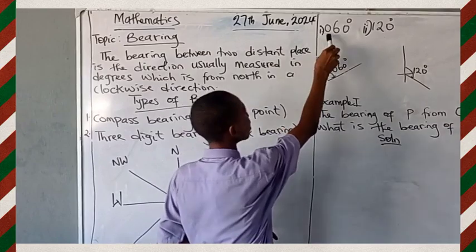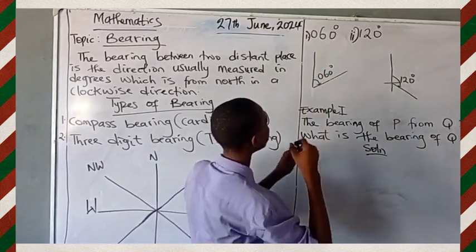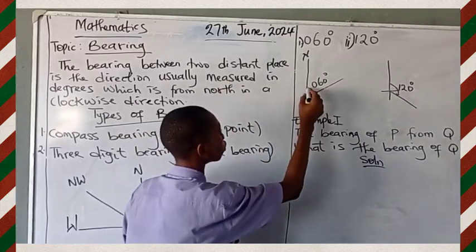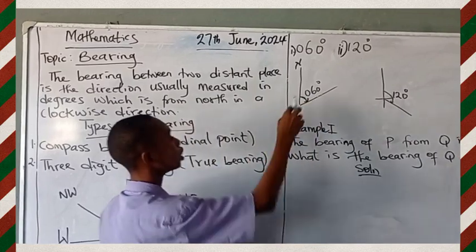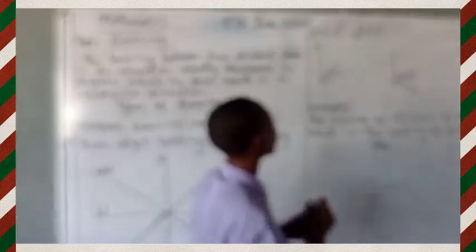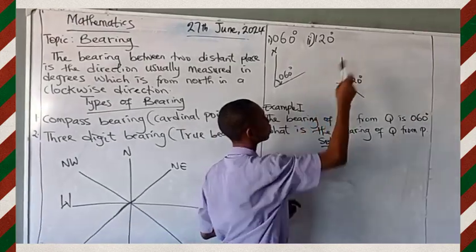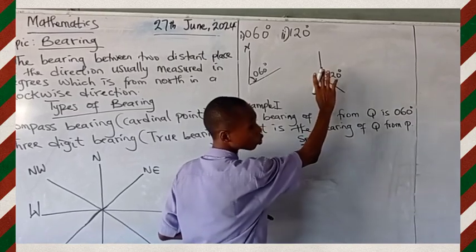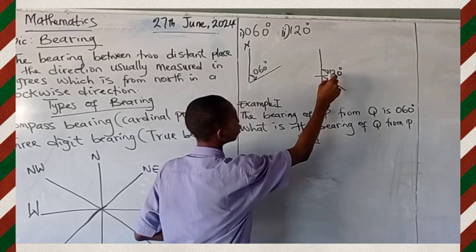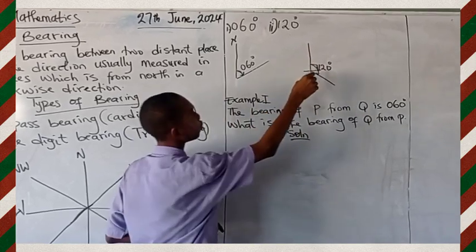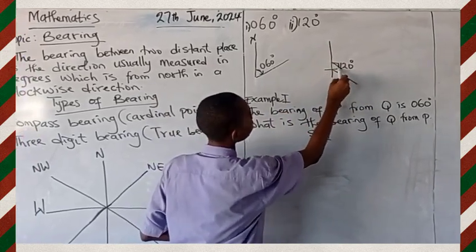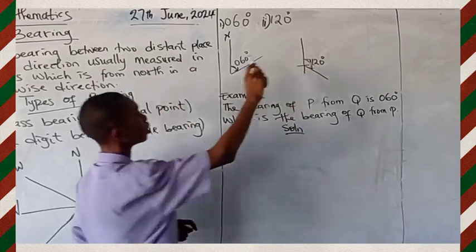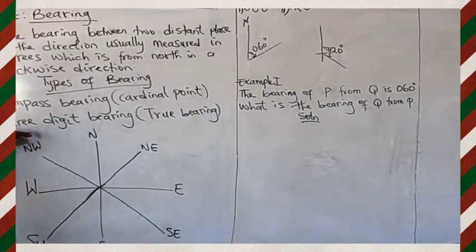Now, this is the first example, 060 degrees. This is our north. Reading in a clockwise direction will be from here down to this point. This is 060 degrees. Our next example is 120 degrees. As we all know, from here to here is 90 degrees. 90 degrees is not up to 120, so you add another angle to make it 120 degrees. So from here to here is 120 degrees. These are the examples of three-digit bearing.